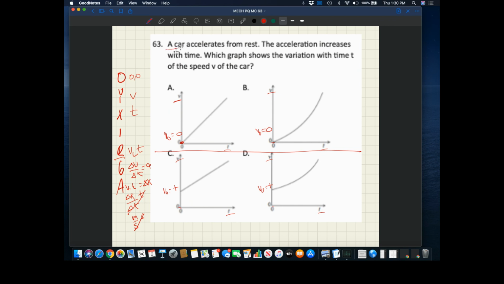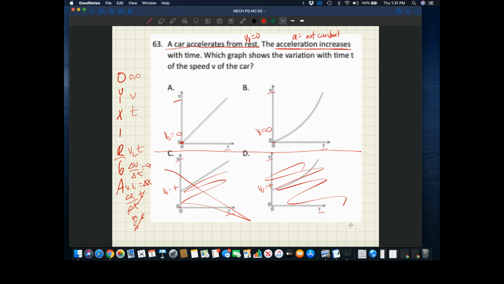And now we ask: a car accelerates from rest. From rest means v0 equals 0. Oh, that's useful. The acceleration increases. Acceleration is not constant. Which graph shows the variation with the speed of the car? Oh, v0 is 0, so that takes this one out and this one out right away. And we notice that right up front. So we're down to these two.